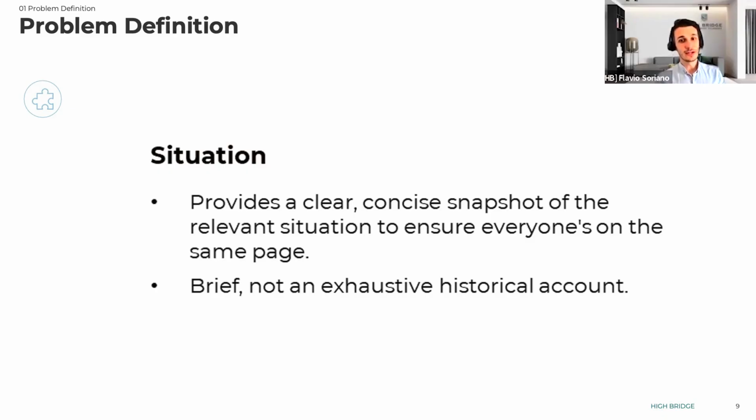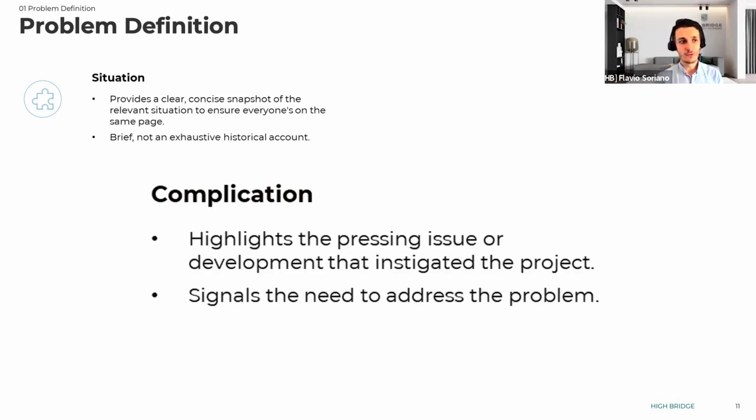Then if I may, let me walk you through a little bit the template of a problem definition. When solving a problem, first consider the context, the situation. A clear snapshot of what is happening, so everybody is on the same page. It's just a brief synthesis of the context. And then we go for the complication, which highlights what is the pressing issue, what happened that instigated and motivated the project. Why do we have to address it right now?